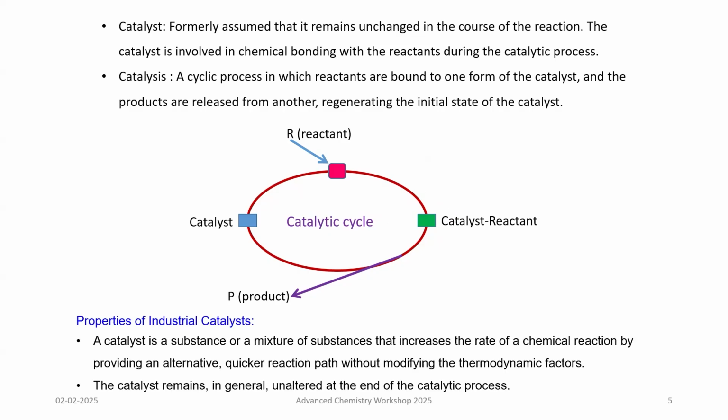So for the industries, what they do is they have a catalyst, which is a mixture of substances that increases the rate of the chemical reaction. They just don't know what that is. There is a material which is a mixture of some substances, and they use it for the chemical reaction, right? And they want a catalyst which provides an alternative and quicker reaction path without modifying thermodynamic factors.